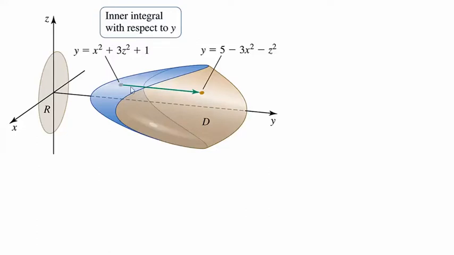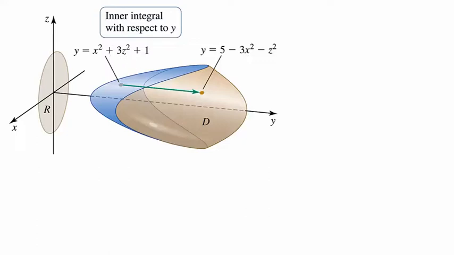But if I do my pillars this way, then I can think about this intersection projected into the zx plane, and this will give me the region in the zx plane that I will integrate over to add up all these pillars. Okay, so let's start off with the length of one of these pillars. This y value here is greater than this y value. So to find the length of this pillar, I'm going to take 5 minus 3x squared minus z squared and subtract x squared plus 3z squared plus 1.